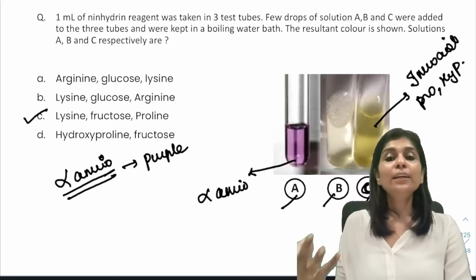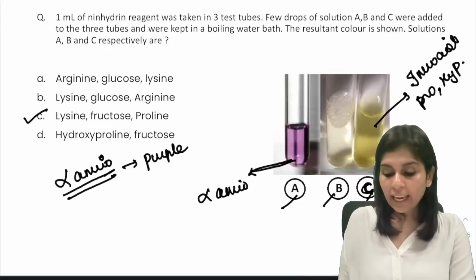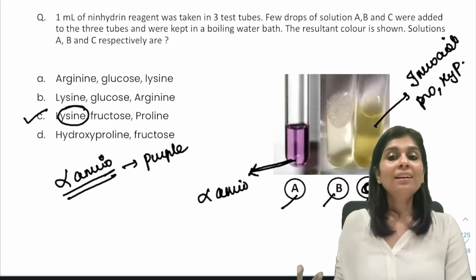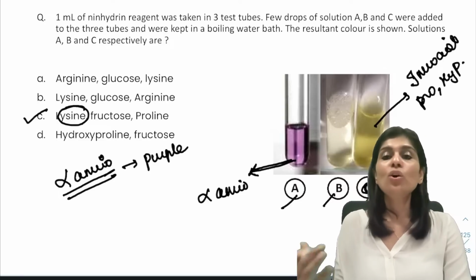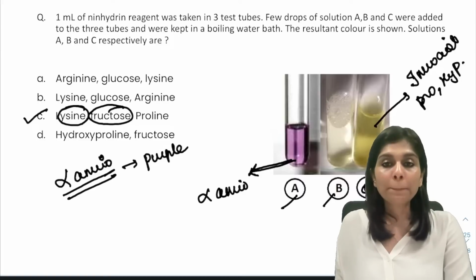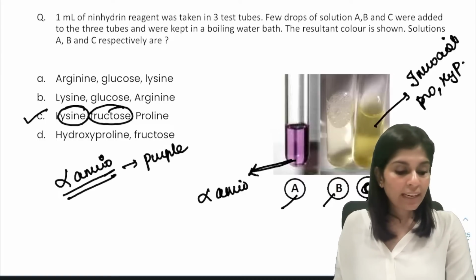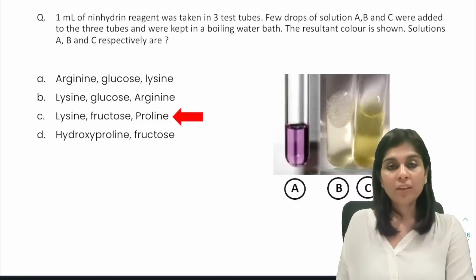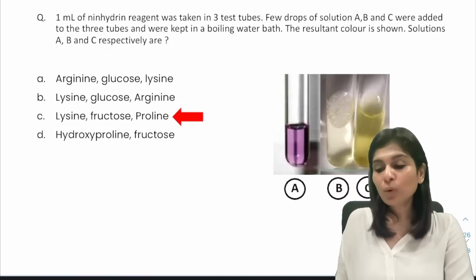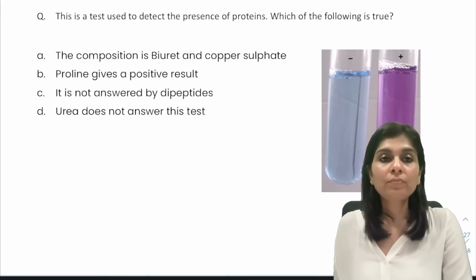And it is further confirmed by the fact that A is an amino acid, lysine is an amino acid. B, you don't get a color at all. If you don't get a color, it's not an amino acid. And obviously, it's fructose, which does not give a color. So what is the right answer here? The right answer here is choice C. Okay, so ninhydrin reacts with amino acids to give purple color, imino acids to give yellow color.